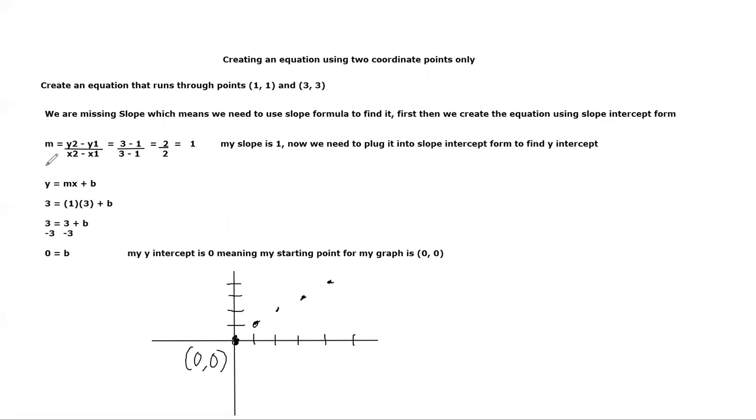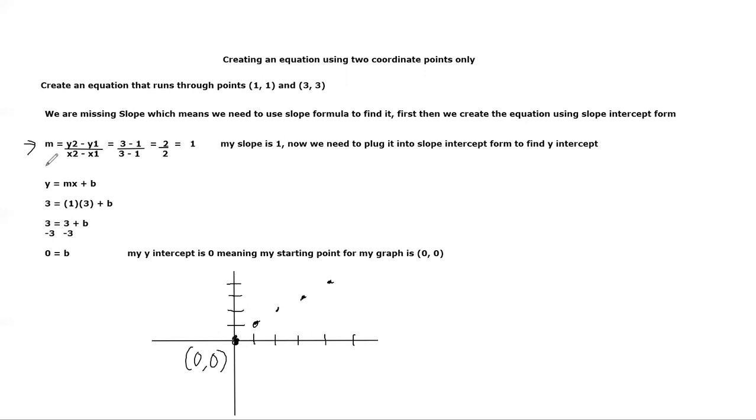When you have 2 coordinate points, you can find the slope using the slope formula, right? And the slope formula is right here: m is equal to y2 minus y1 divided by x2 minus x1. Now we have 3 minus 1, 3 minus 1.